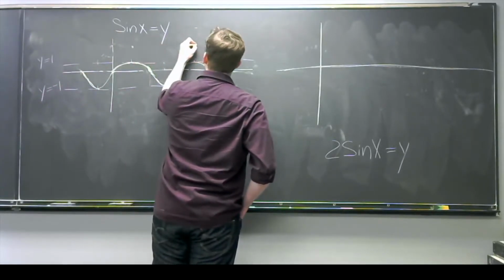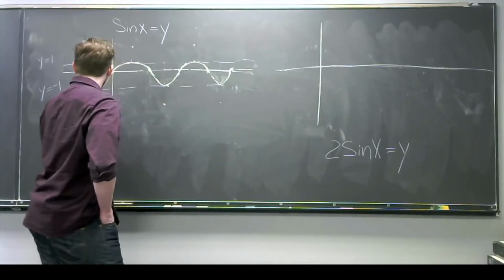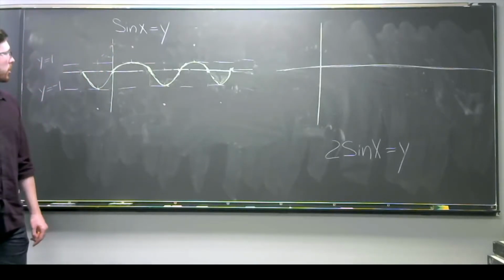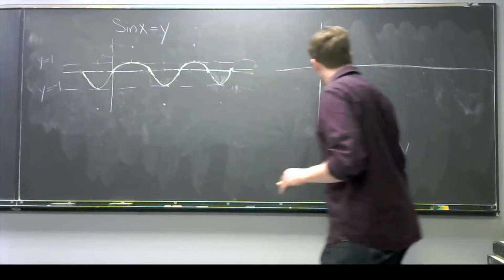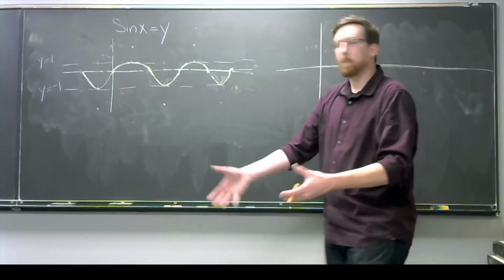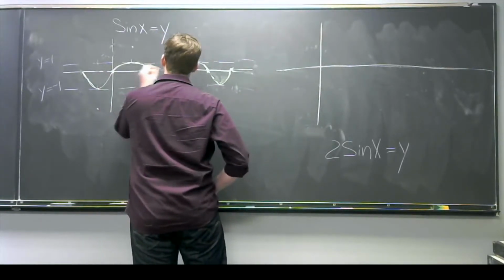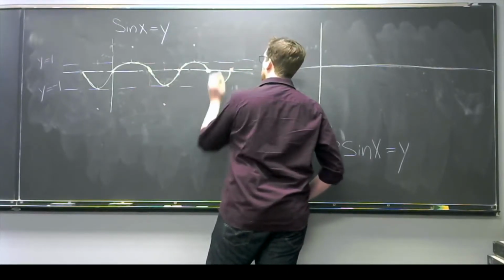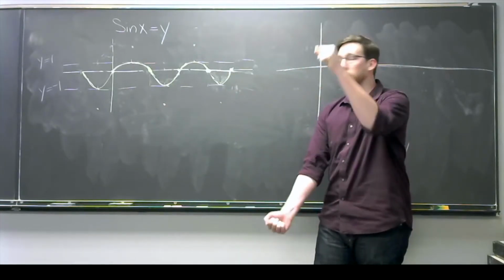So we can use these max and minimum points as a sort of reference. And everywhere it goes through 0, we also know that 2 times sine x is going to have to go through 0, because 2 times 0 is still 0, right? So yeah, it'll go through 0 at all the same points. Otherwise, it's going to look like I said, the exact same graph, just stretched.